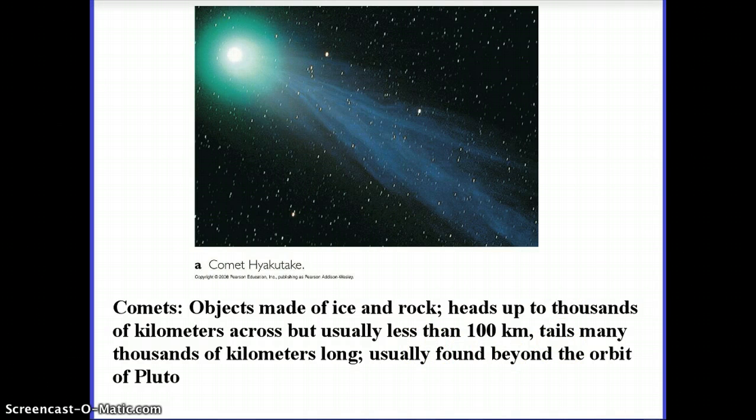Most of the time, comets live out beyond where Pluto is, and most of them stay out there most of the time. But every so often, one will come in and pass near the sun. And when it passes near the sun, this ice evaporates, and that's what makes the tail.